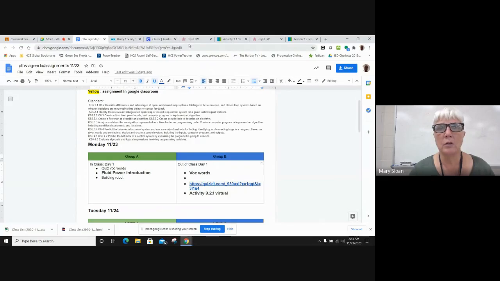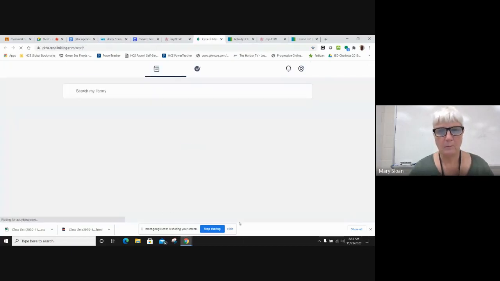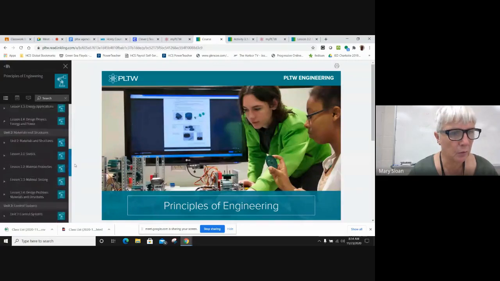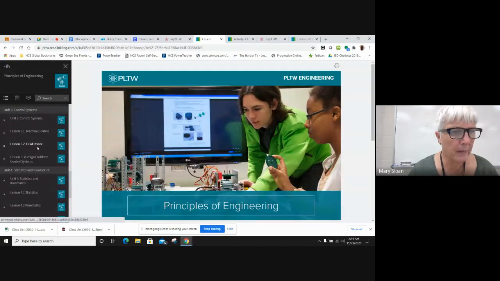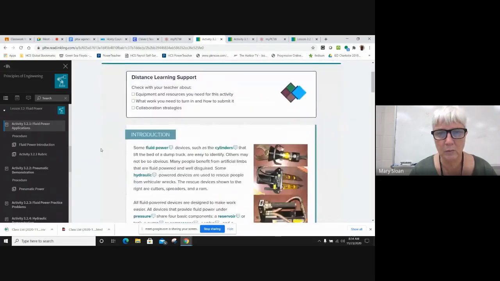Once you go into Project Lead the Way, you would want to go to 3.2, fluid power. Here it says, check with your teacher on the equipment and resources for this activity, what work you need to do and turn in and submit, and then collaboration strategies for 3.2.